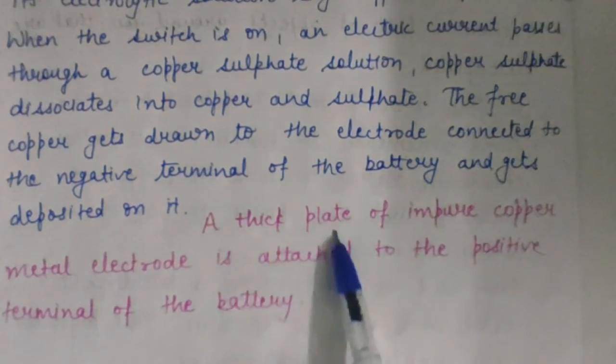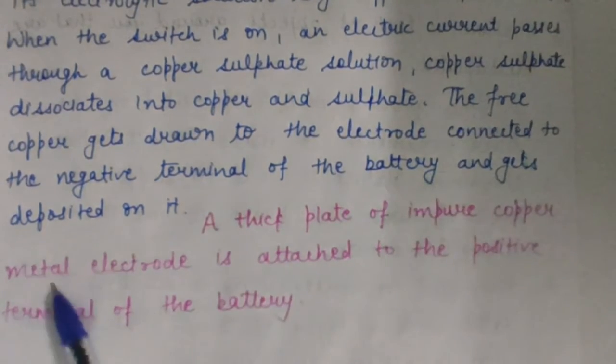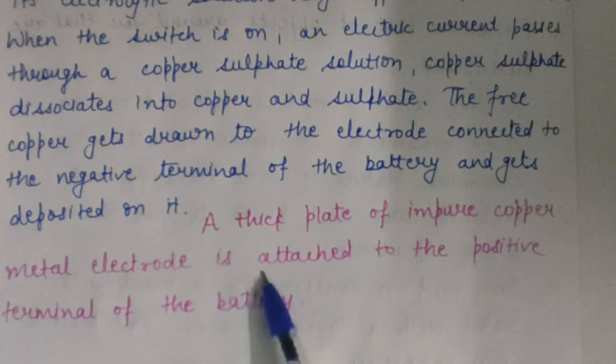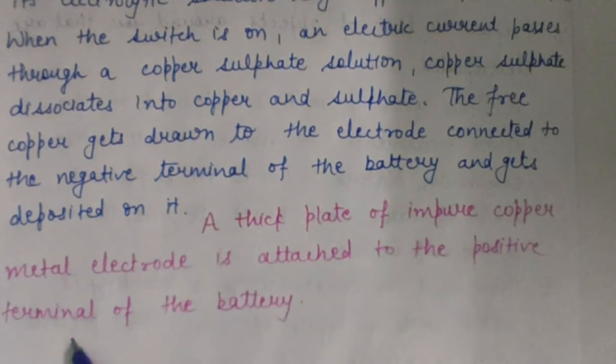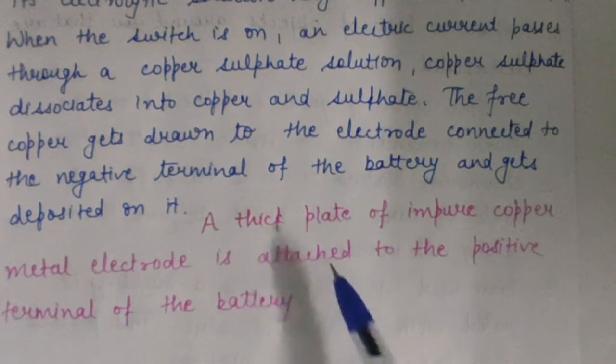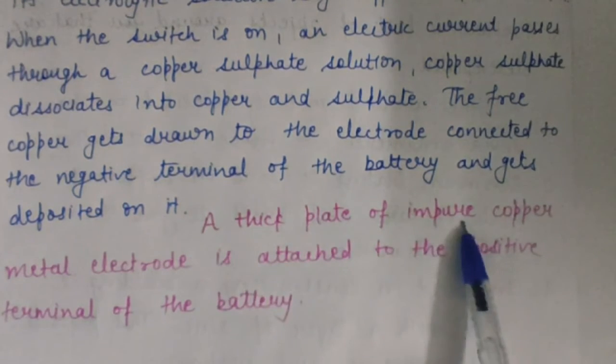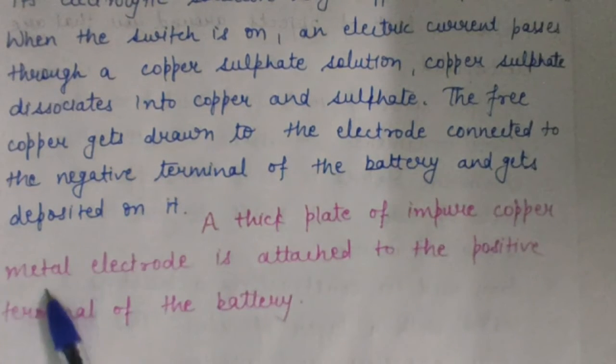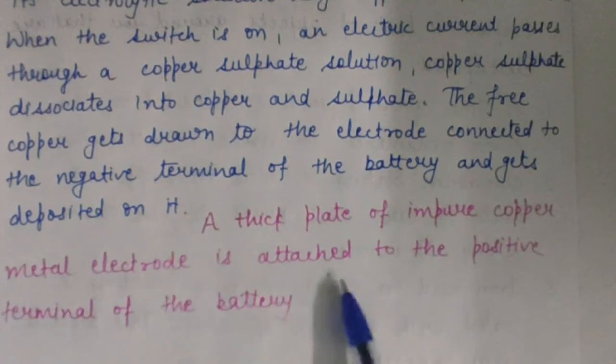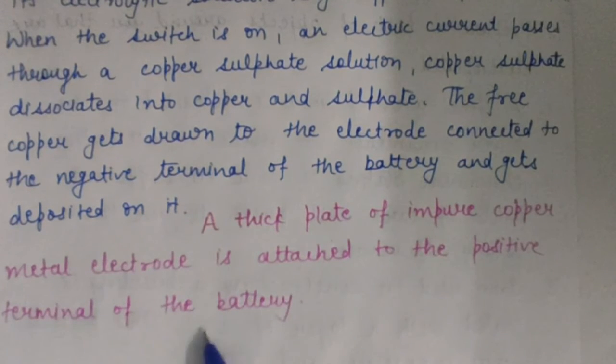And a thick plate of impure copper metal electrode is attached to the positive terminal of the battery. So which electrode should be attached to the positive terminal of the battery? A thick plate of impure copper metal electrode should be attached to the positive terminal of the battery. I hope you have understood.